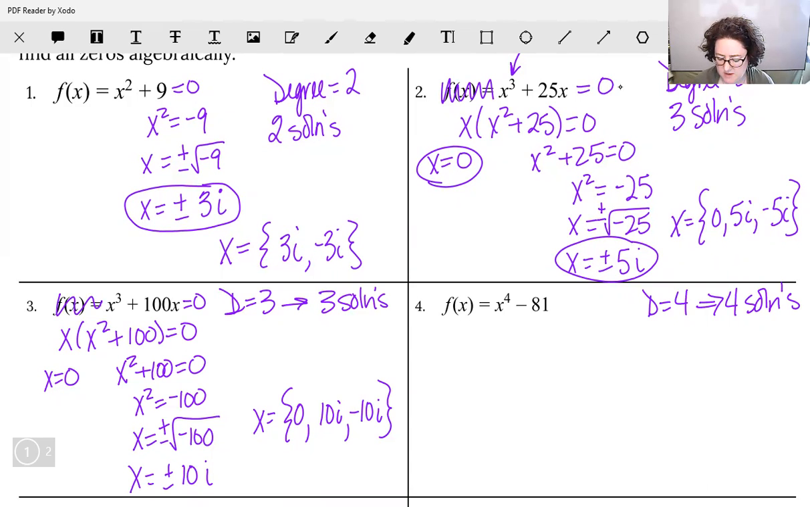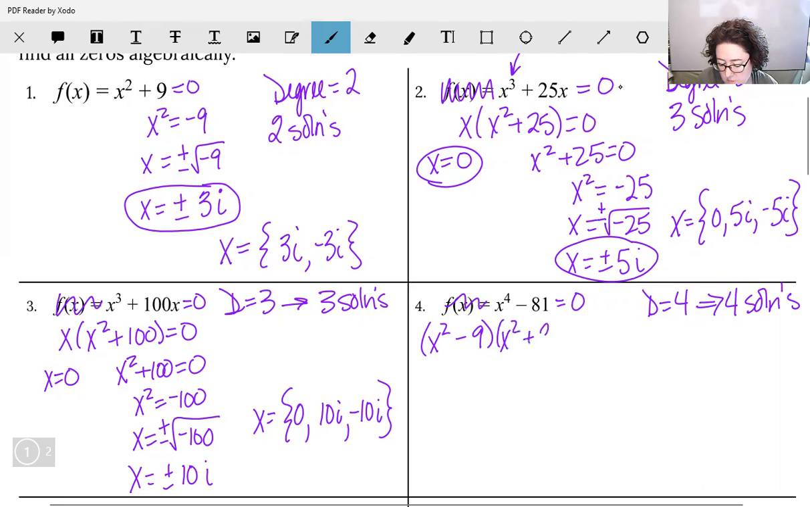If I get the x to the 4 by itself, we haven't done those problems yet. We're going to be attacking those next unit. So for now, let's go ahead, set it equal, and we can actually factor this. If you think back to your factoring patterns, minus 81, well, 81 is a perfect square. Is x to the 4 a perfect square? And so I could factor this as x squared minus 9 and x squared plus 9 from our difference of squares pattern. And so we have it factored.